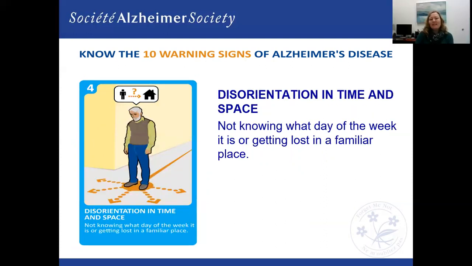The next one is disorientation in time and space. It's common for us to forget the day of the week or maybe even your destination for a moment, but people living with dementia can become lost on their own street, not really knowing how they got there or how to get home. Someone living with dementia might have trouble finding their way back home after a visit to the grocery store where they've shopped for decades.